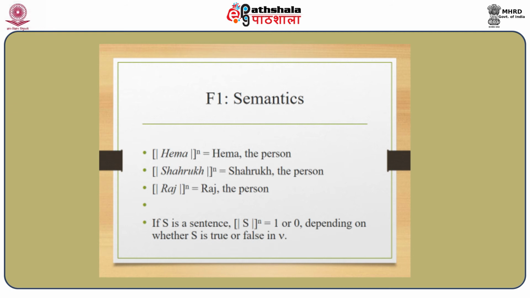So the semantic value or denotation of Hema in nu is Hema the person. The semantic value of Shahrukh with respect to nu is Shahrukh the person. The semantic value or denotation of Raj with respect to nu is Raj the person. If S is a sentence, the semantic value of S with respect to nu is 1 or 0, depending on whether S is true or false in the circumstance we are talking about. So these are basic things we have already argued for. The denotations of proper nouns are objects, persons, and so on. The denotation of sentences are truth values.